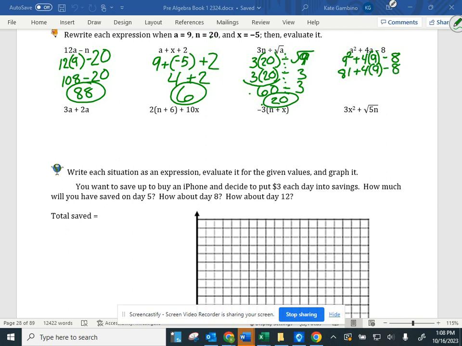What's the next thing I'm going to do? Grayson? Well, the parentheses is just the 9. I'm just showing that I'm multiplying. I could have written that as 4 times 9 with my dot, but I need to do multiplying next. So 4 times 9 is 36. So I have 81 plus 36 minus 8.